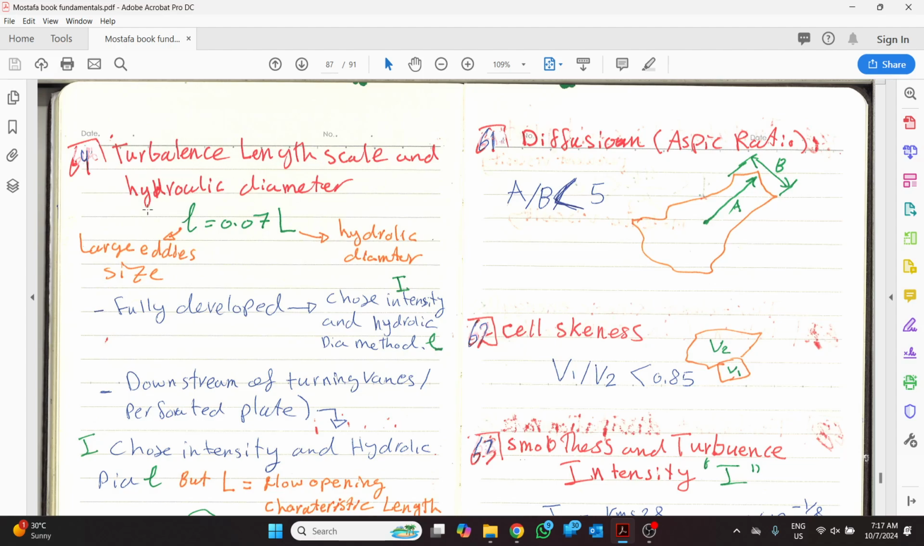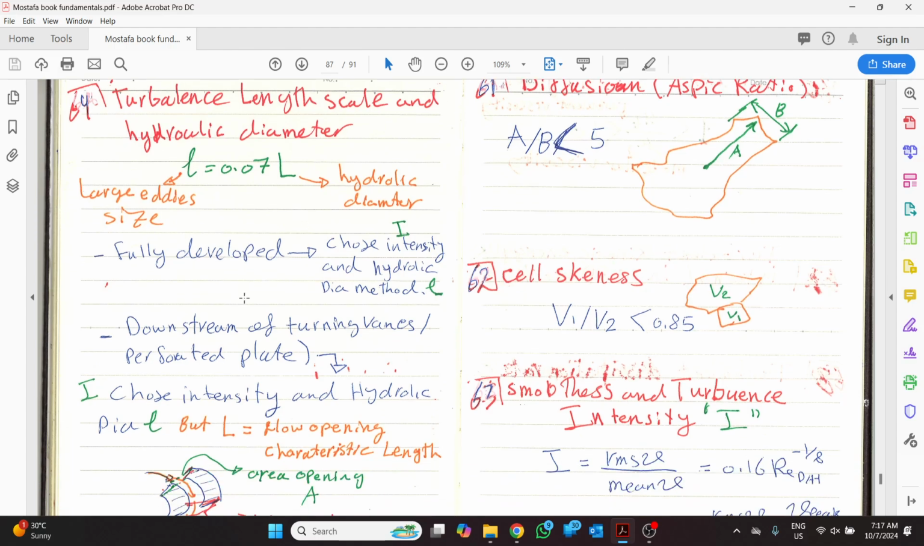Turbulence length scale and hydraulic diameter. First, we need to define what is the large eddy size. If you have a very big eddy, what is its size? Its size equals 0.07 L, and L is the hydraulic diameter.